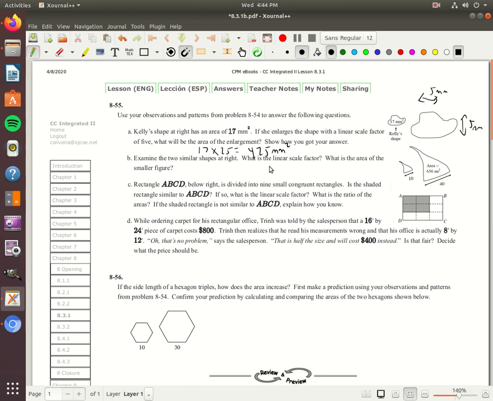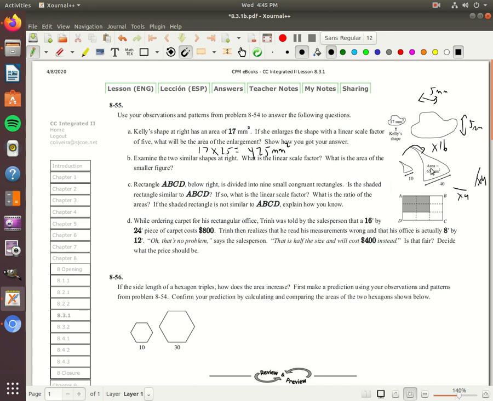So examine the two similar shapes at right. What is the linear scale factor? Well, this has an area of 656. This has a side length of 40, and this has a side length of 10. So it appears to be growing 4 times in this direction and 4 times in this direction. So going in this direction, it's 16 times bigger.